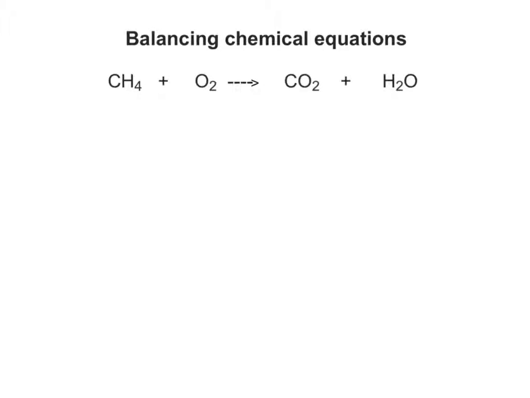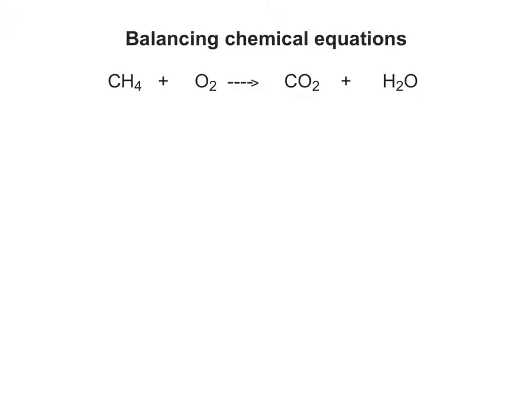Hello, in this video I will show you how to balance a chemical equation. In this concept there are two important rules. The first one is that the number of atoms should be the same on each side of the chemical equation. The second one is that you can only change the coefficients, that are the numbers in front of the atoms, not the subscripts, that are the numbers in the formula.